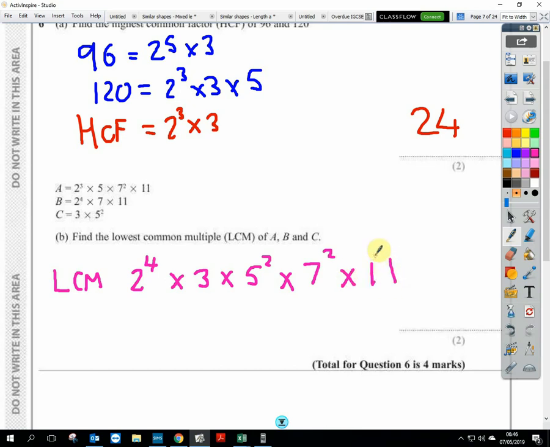Now, it's up to you whether you leave it like this or whether you work it out. They don't mind, but if you work it out, evaluate it, it's 646,800.